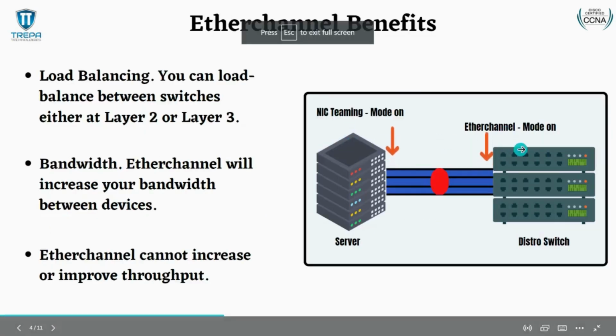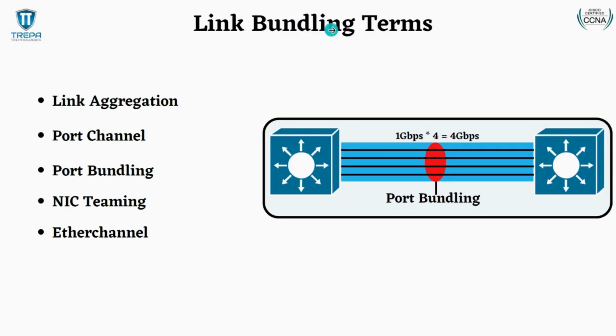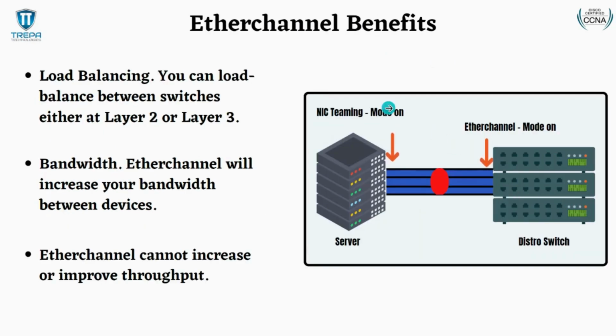Okay, now let's go over some Etherchannel benefits. We just went over the bundling terms, the vernacular we have to learn when going over Etherchannel. Now let's learn some benefits. We could load balance between our switches, either using layer 2 or layer 3 addresses, meaning we could load balance based off either the source MAC or destination MAC, or the source IP and destination IP. And then bandwidth. Like we discussed earlier, Etherchannel will increase your bandwidth between devices. However, it cannot increase or improve throughput on individual streams of data.